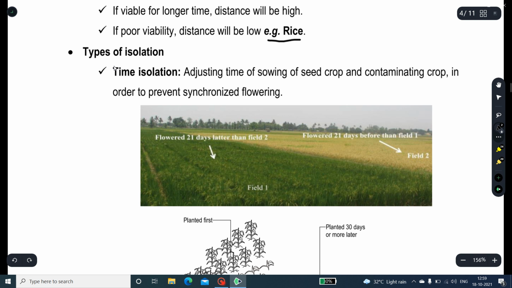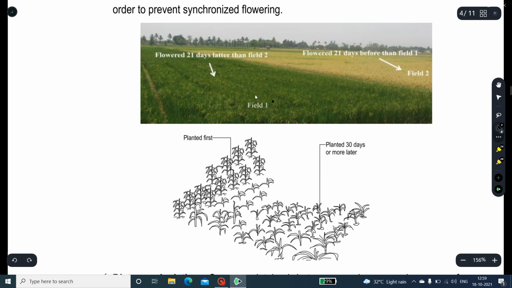And the next one is the types of isolation. There are three types of isolation: time isolation, distance isolation, and barrier isolation. Let us see one by one how it takes place. In the case of time isolation, we adjust the time of sowing of the seed crop and contaminating crop in order to prevent synchronized flowering. In the picture, field 1 is in a tillering or booting stage, but field 2 is in the harvesting stage.